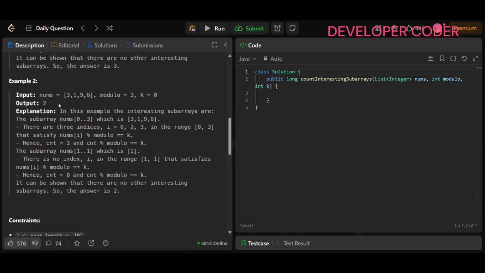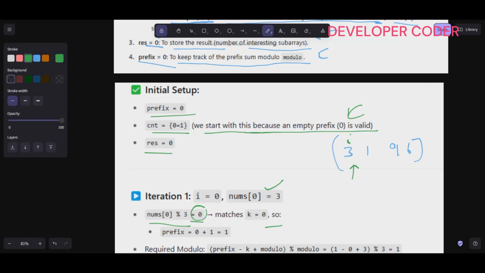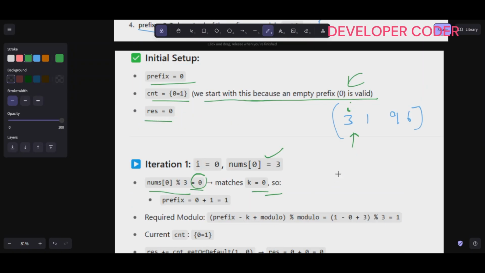Okay, so that simply means that this is a special number. It matches k. So what I'm going to do is increment the prefix to 1. So my prefix is going to become 1 here. Then now I know which one is ending at this right boundary. Now this is my required modulo.